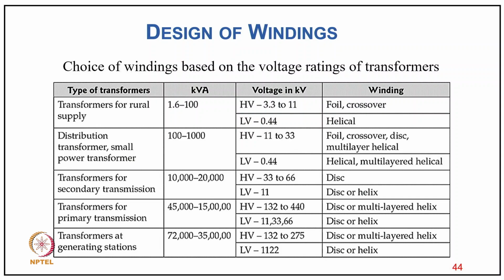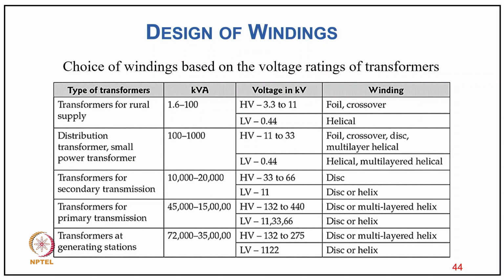First, a transformer for rural application typically has a rating of 1.6 to 100 kVA, with high voltage of up to 11 kV and low voltage of 0.44 kV. The typical winding for high voltage is coil and crossover, and for low voltage it is helical. For a distribution transformer or a small power transformer of 100 to 1000 kVA, the high voltage may be 11 to 33 kV, using foil and crossover, disc, or multilayer helical, and the low voltage winding of 0.44 kV uses helical and multilayer helical.